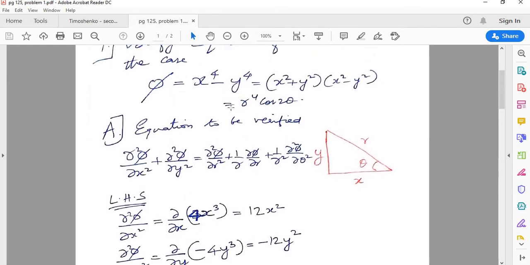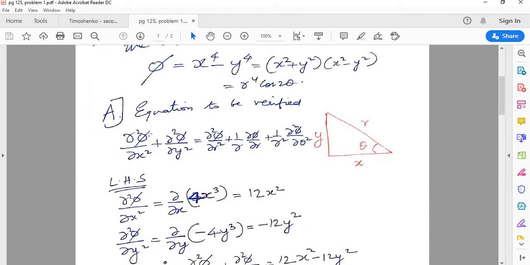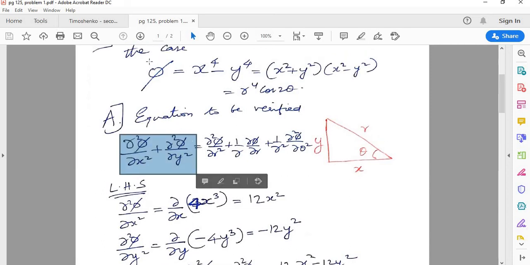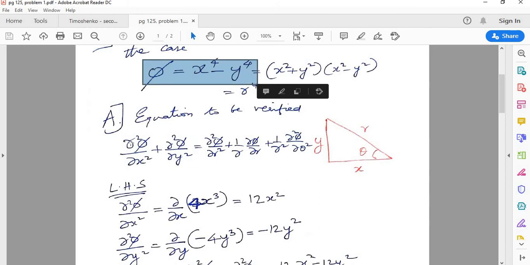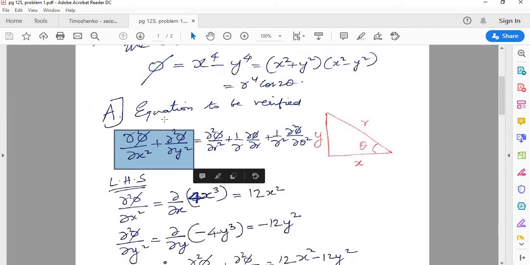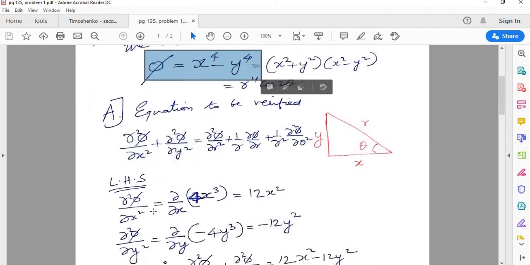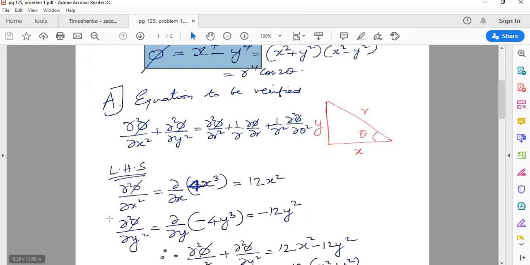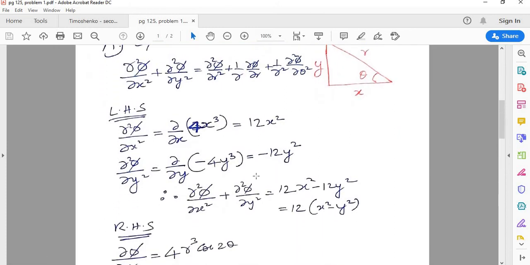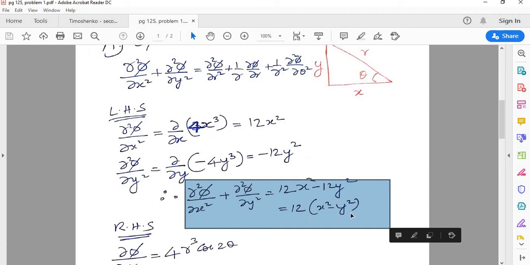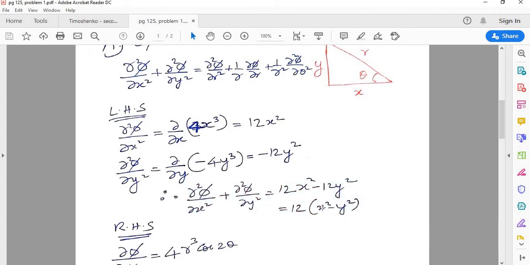So you are asked to verify this equation. As you might have done numerous times, when you are asked to verify something, the left hand side should be proved equal to the right hand side. The left hand side is del square phi by del x square plus del square phi by del y square. You are given phi, so you take the expression for phi in the xy, Cartesian coordinate system. You take the derivative of phi with respect to x twice and with respect to y twice, and you will get del square phi by del x square plus del square phi by del y square as 12 into x square minus y square. So that is the left hand side.